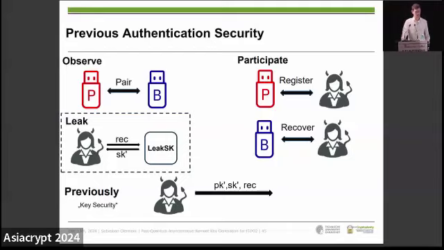Furthermore, the winning condition was different. So it was also not called authentication security, but it was called key security and focused more on the security of the derived secret key. The adversary won if it outputs a valid derived public key with the corresponding derived secret key and recovery information. We argue that this is too strong, since for successful recovery, it is sufficient to generate a signature that validates under the derived public key, and it is not strictly necessary to also derive the secret key.